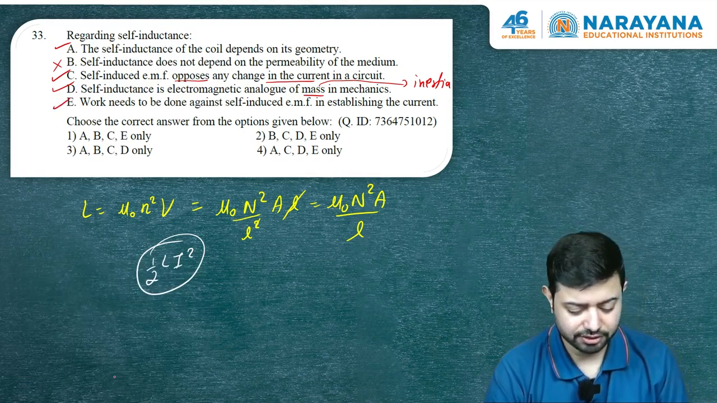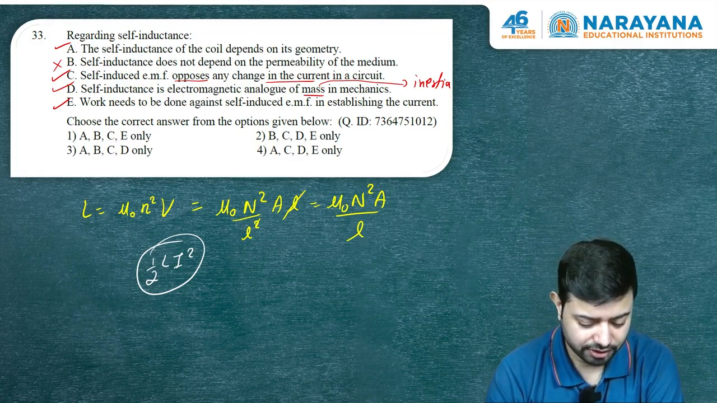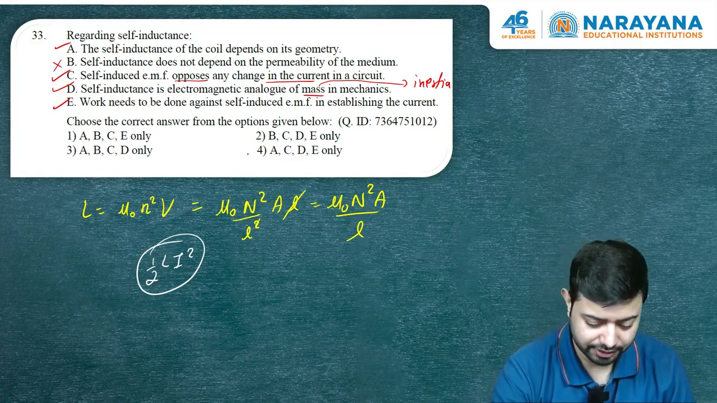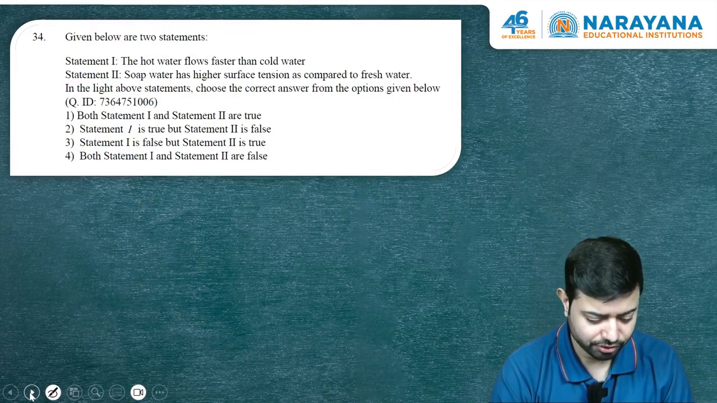So, choose the correct answer from the given options. What is that? It is going to be A, C, D, E only, correct. So this is the fourth option. I hope it is clear. Let us move to the next question.